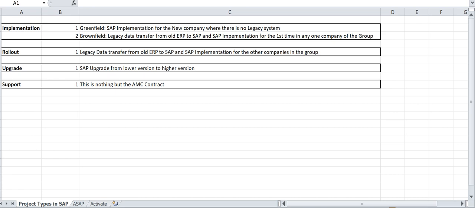So today we have learnt about the different types of SAP projects that exist in the SAP world. We talked about implementation, and within implementation, greenfield and brownfield. We talked about rollout projects, upgrade projects, and support projects. I hope these types of projects are now clear to all of you.